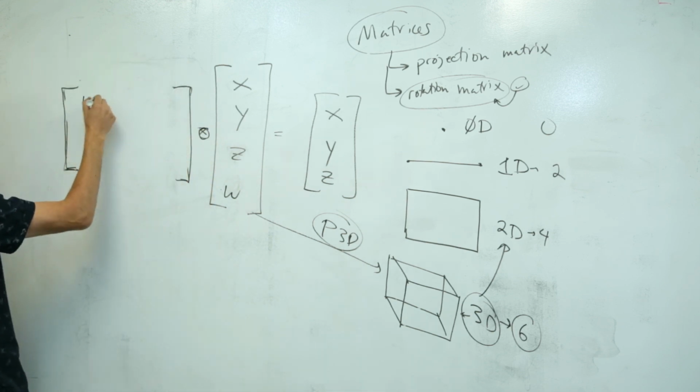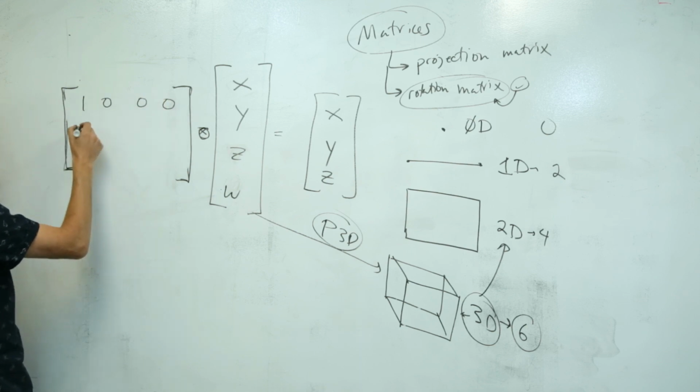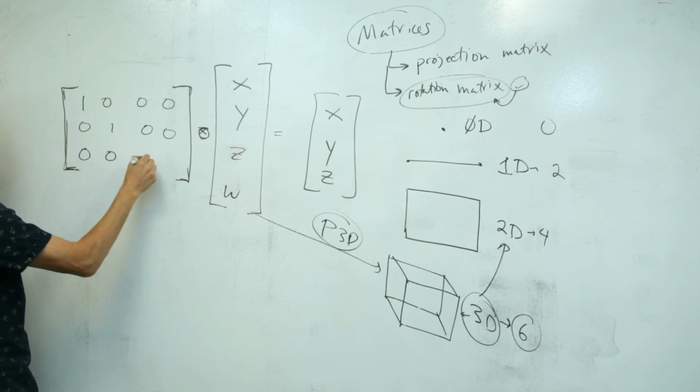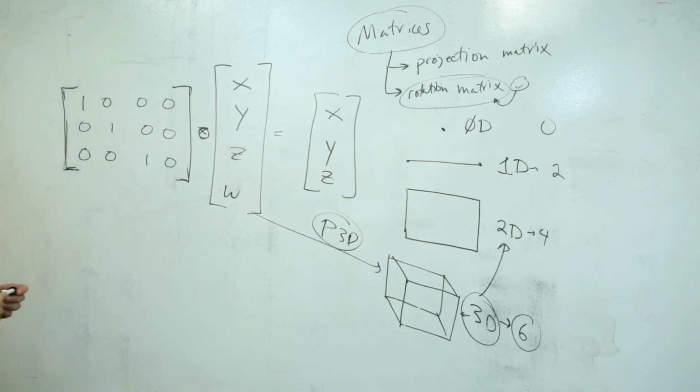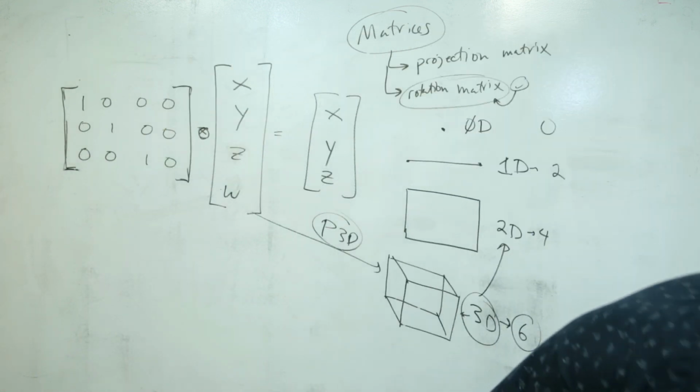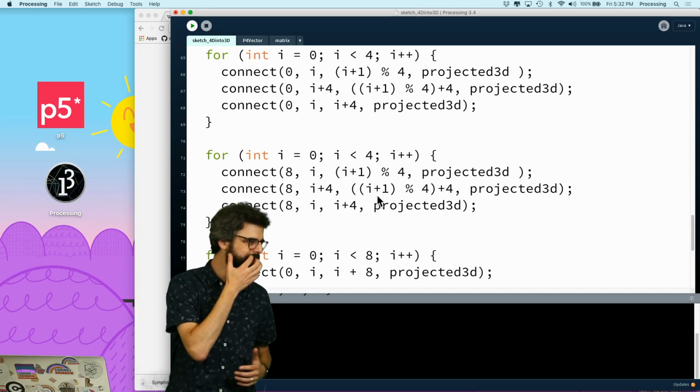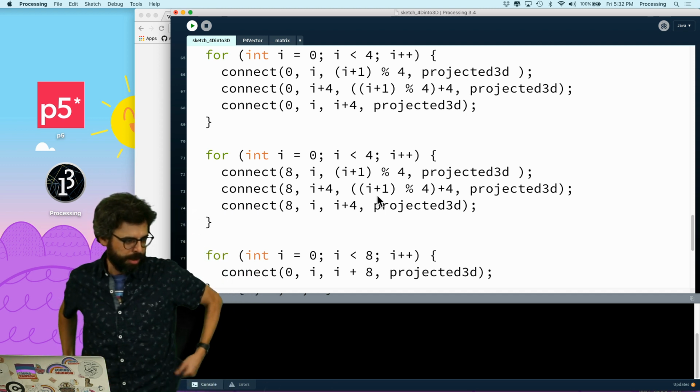So what was in here before? It was just the projection matrix. Okay, great. Okay, here we are. All right.